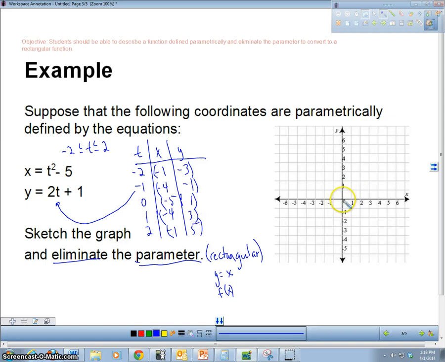So negative 1, negative 3, negative 4, negative 1, negative 5, positive 1.